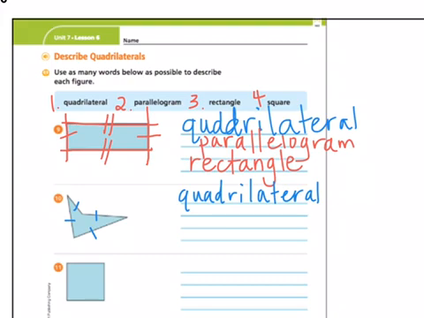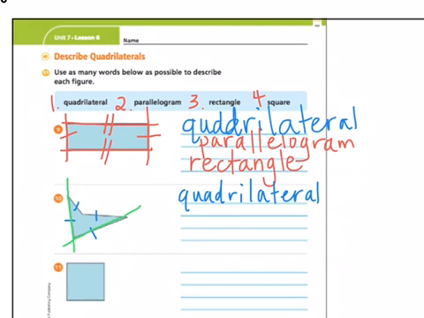Okay, here's our next question. Is it a parallelogram? In order for it to be a parallelogram, it has to have 2 sets of parallel lines. So let's take a look. I'm going to do this in green. 2 sets of parallel lines, that means the lines will never cross each other. It doesn't even have 1 set, so it is not a parallelogram. I'm not writing that down.